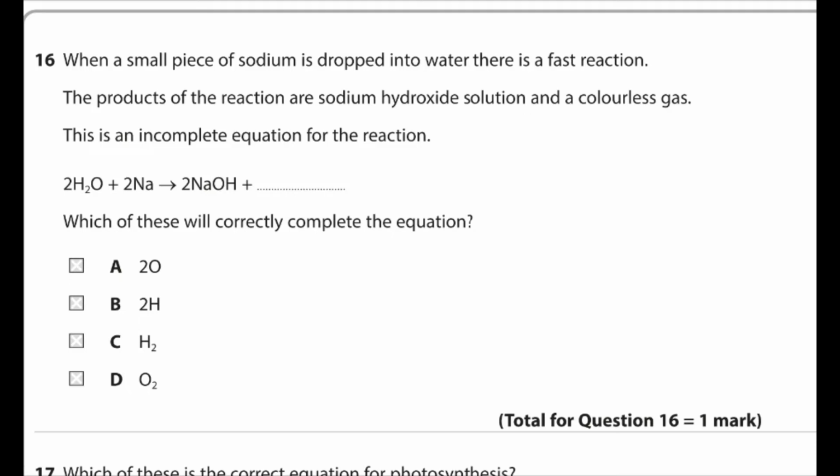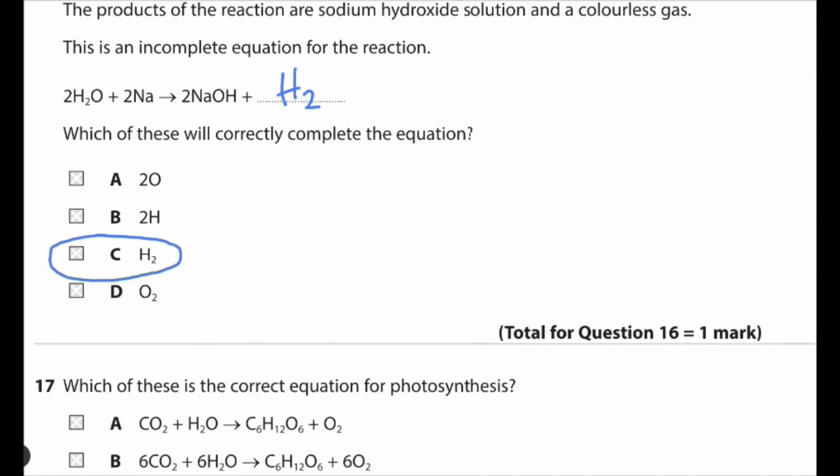If you can remember, it's hydrogen, and also it has to be balanced, and hydrogen gas is a diatomic molecule, so it will be staying as H2. So the answer is C. Write it over here. So when metal reacts with water, it creates its hydroxide and it emits hydrogen gas as well. It is already balanced in this way.